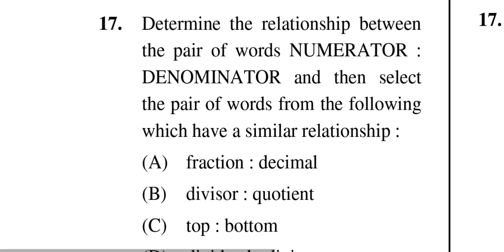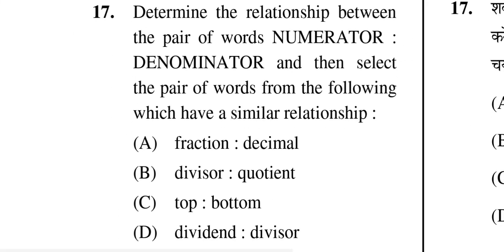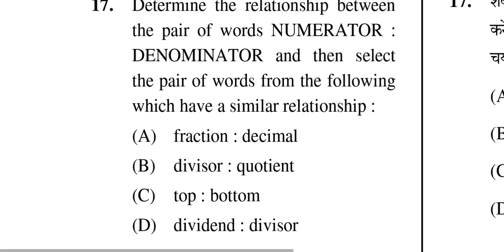Number 17. It says, determine the relationship between the pair of words N-U-M-E-R-A-T-O-R, numerator. Okay, numerator, then colon mark. Denominator, D-E-N-O-M-I-N-A-T-O-R, and then select the pair of words from the following which have a similar relationship. So just like this, we now have to find the similar relationship words.